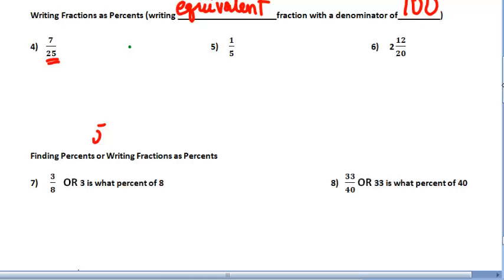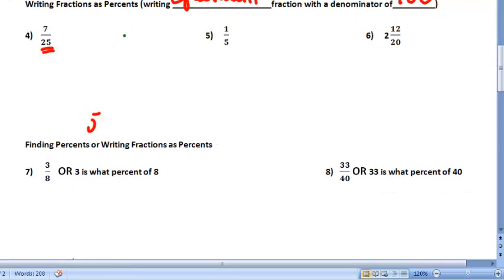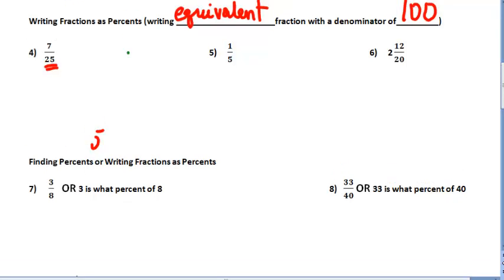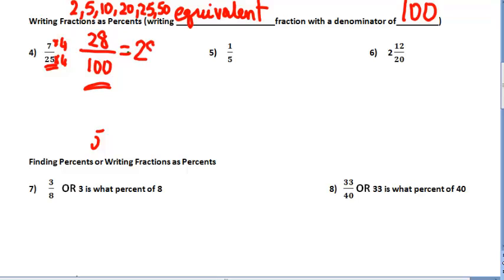All right, this is the easy part. When I have a 2 or a 5 or 10 or 20 or 25, 50, that means they have 100 as their multiple, so it's easier for me to make the denominator 100. So 25 times 4, so times 4, that gives me 28 over 100, which is a fraction, and I can write that as 28%.